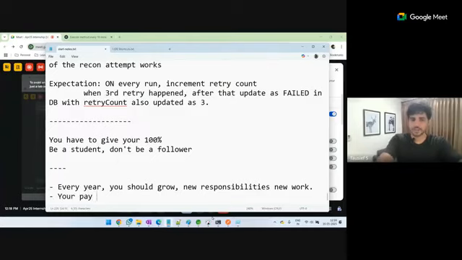Second important thing, guys: your pay should justify your work. If you're working really hard and doing great quality work, but the pay is low, that's unfair. Then you have to discuss it with your managers and your HRs. Come on, you have to always work hard. You have to always give your 100%.